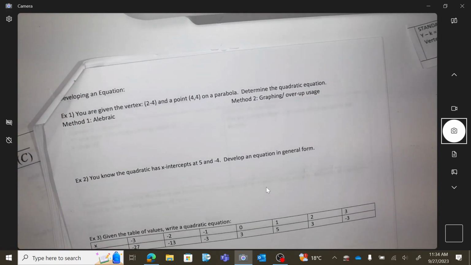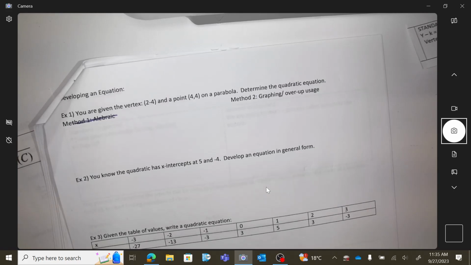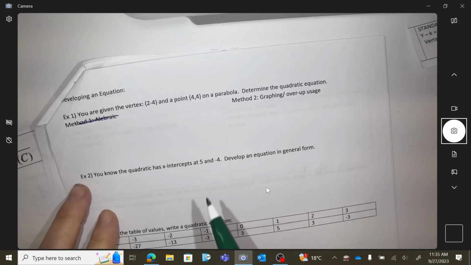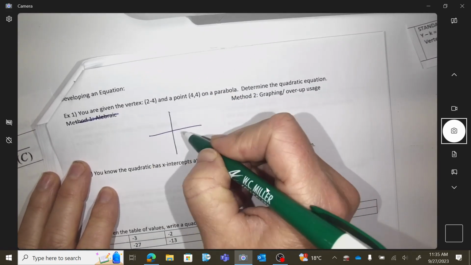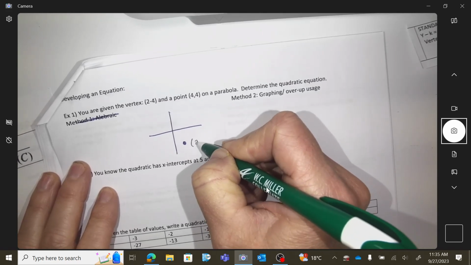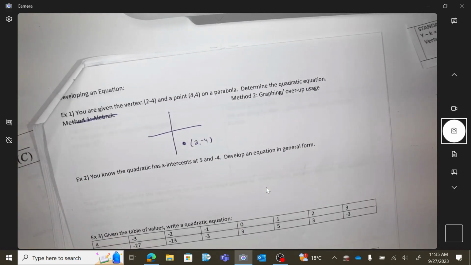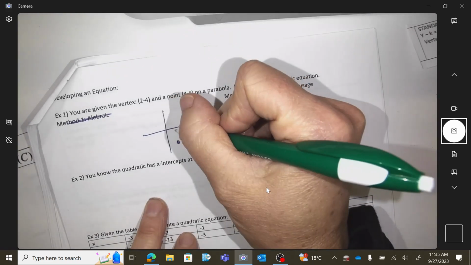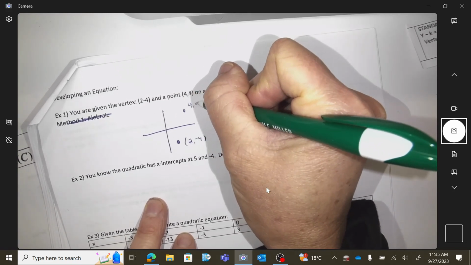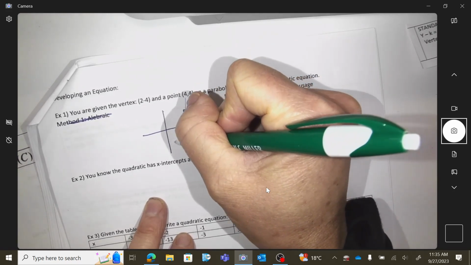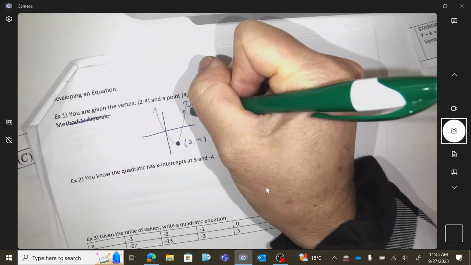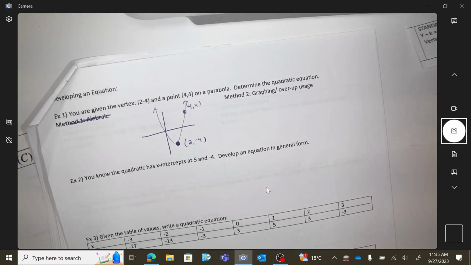Okay, for question 1, I picked 2 methods. I'm not even going to do that one. Okay, we're going to think graphically. If we have a vertex at 2, -4, 2, -4 is a vertex, and then I have a point called 4, 4. Can you visualize your shape? The vertex, and then we had a point somewhere, so we have to be going up.